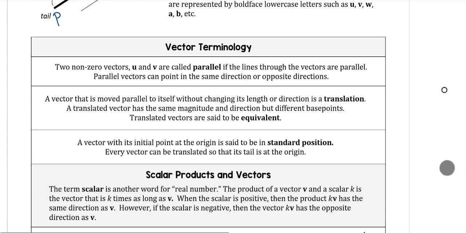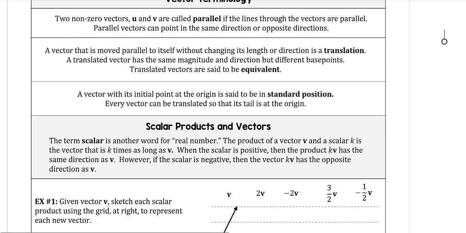Going through some vector terminology, two non-zero vectors u and v are called parallel if the lines through the vectors are parallel. Parallel vectors can point in the same direction or opposite directions. A vector that is moved parallel to itself without changing its length or direction is called a translation. A translation vector has the same magnitude and direction but different base points. They are equivalent vectors.